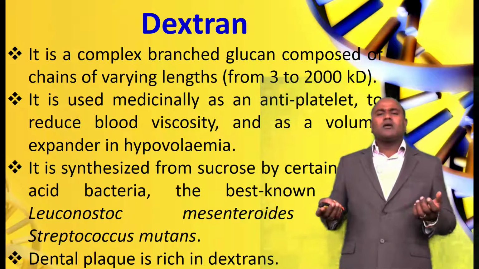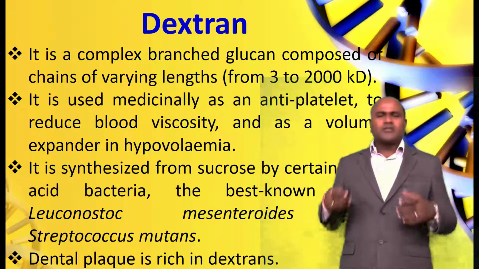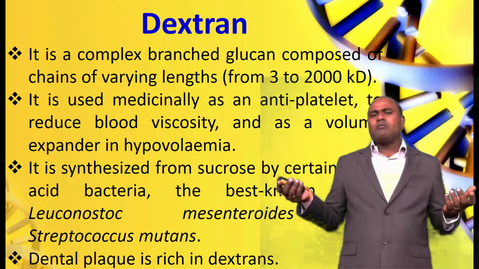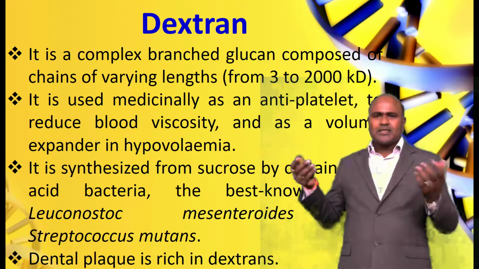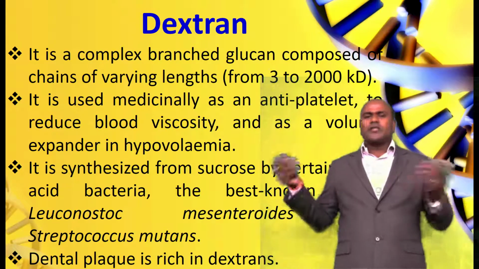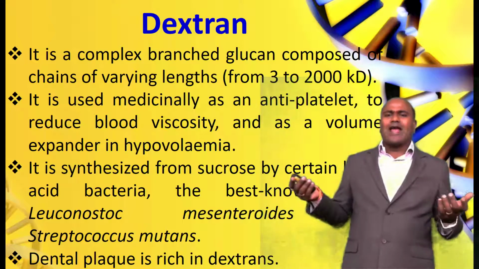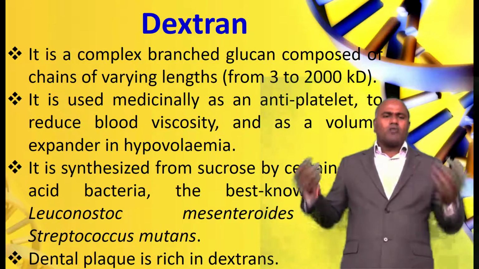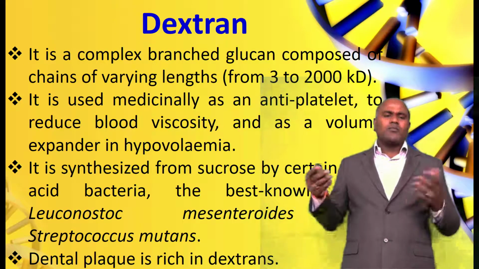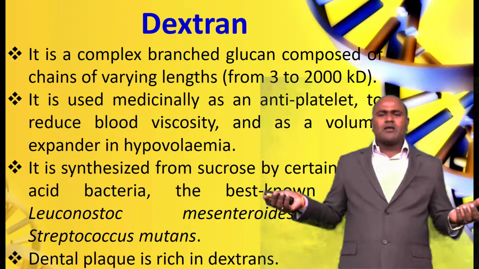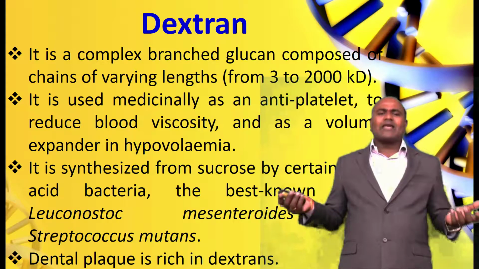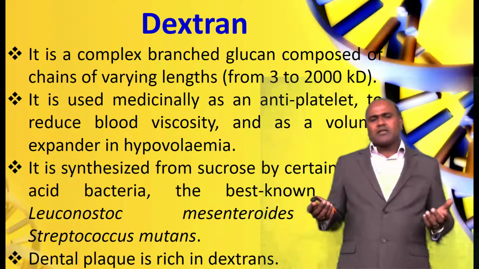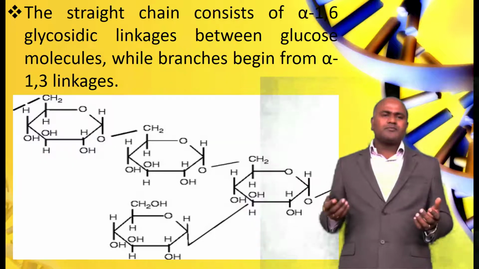Coming to dextran, it is a complex branched glucan composed of various lengths of chains. It forms from 3 to 2000 kilodalton. It is used for medicinal purposes. It can be used as an anti-platelet agent, to reduce blood viscosity, and as a volume expander in hypovolemia. It is synthesized from sucrose by certain lactic acid bacteria. And dental plaque is rich in dextrans.